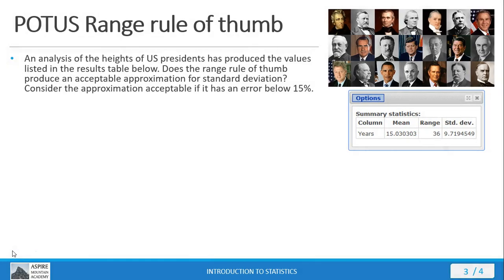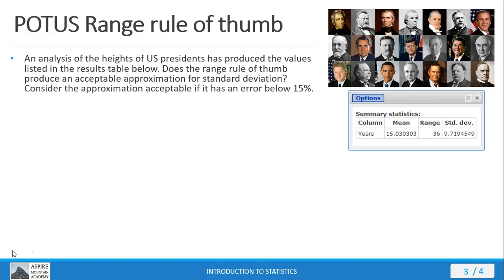Let's look at another example involving the POTUS file you should be quite familiar with by now if you've been participating in the previous mini lectures of the course. An analysis of the heights of U.S. presidents has produced the values that you see listed in the results shown below. Now the question is, does the range rule of thumb produce an acceptable approximation for standard deviation? Consider the approximation acceptable if it has an error below 15%.